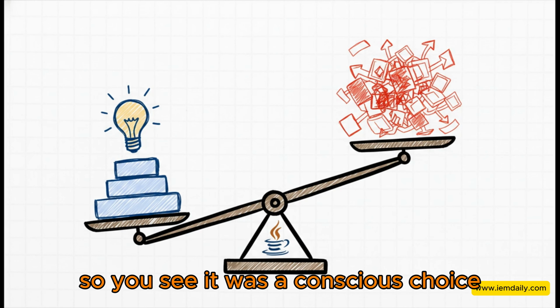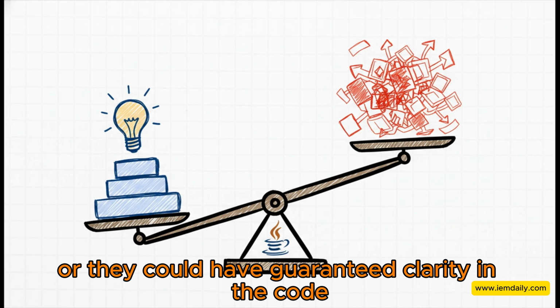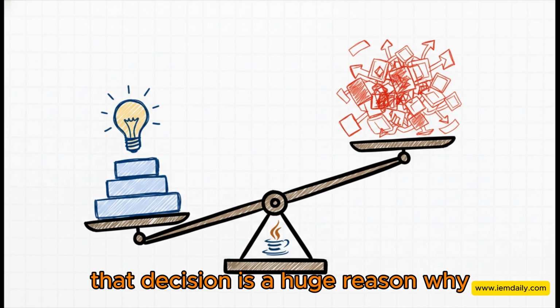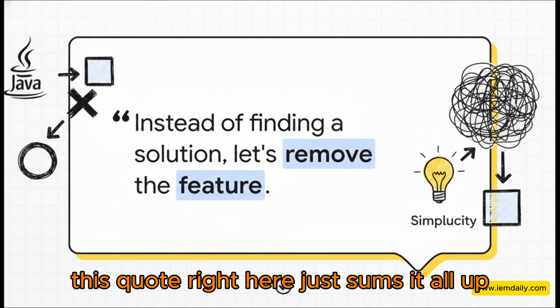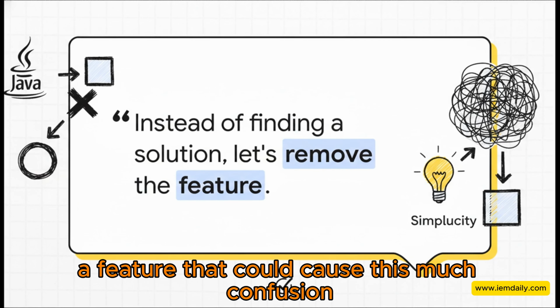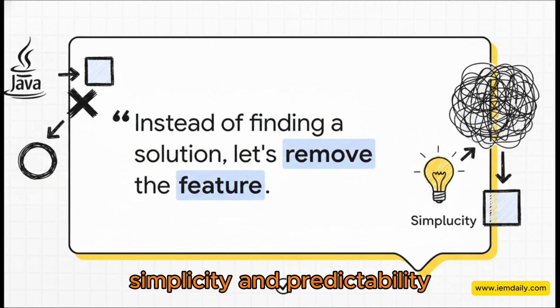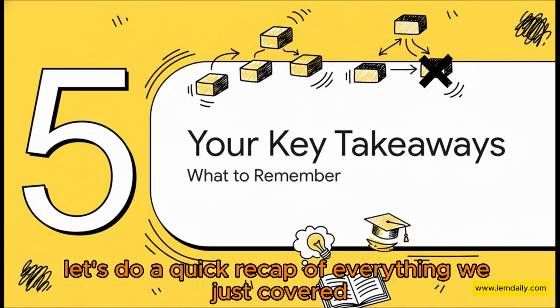So you see, it was a conscious choice, a trade-off. They could have a complex feature, or they could have guaranteed clarity in the code. And they chose clarity every time. That decision is a huge reason why Java is known for being so robust and reliable. This quote right here just sums it all up. For the people who created Java, a feature that could cause this much confusion was worse than not having the feature at all. Simplicity and predictability won. Hands down.